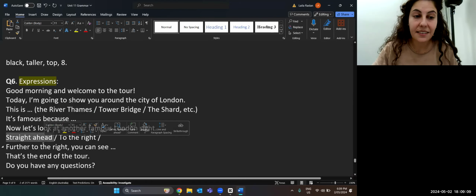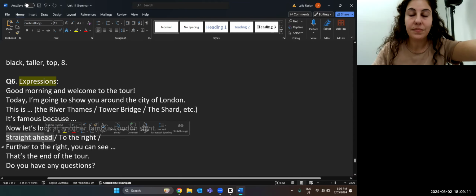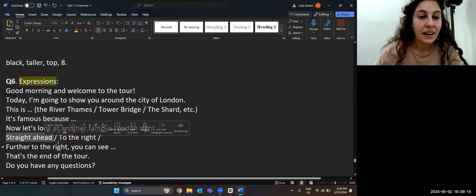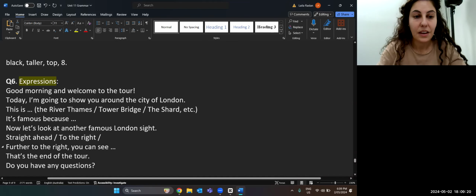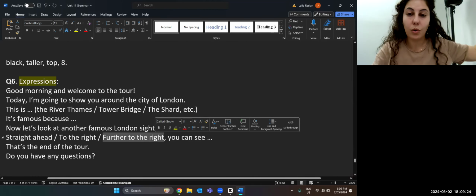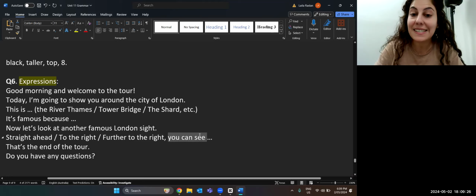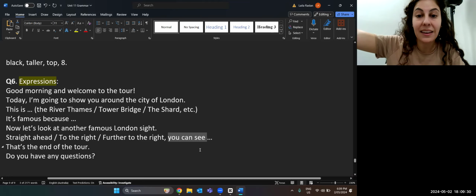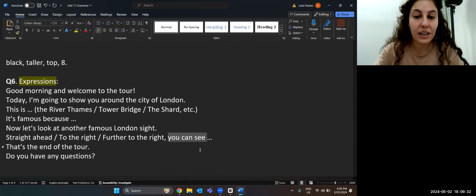So straight ahead, that means in front of you. So if you're showing someone, you can say straight ahead. If it's to your right, further to the right, that just means all the way to your right, you can see. So he's showing you that if you look this way, you can see whatever building.